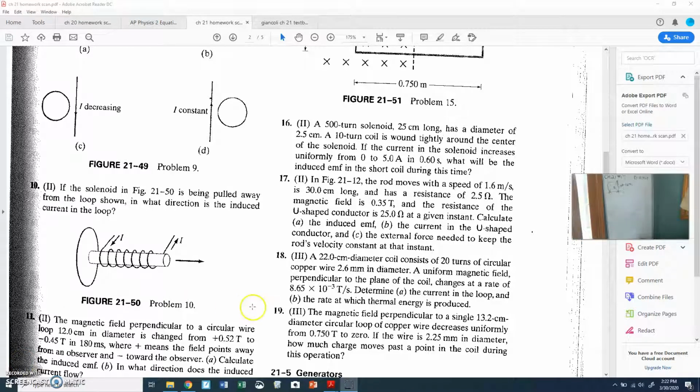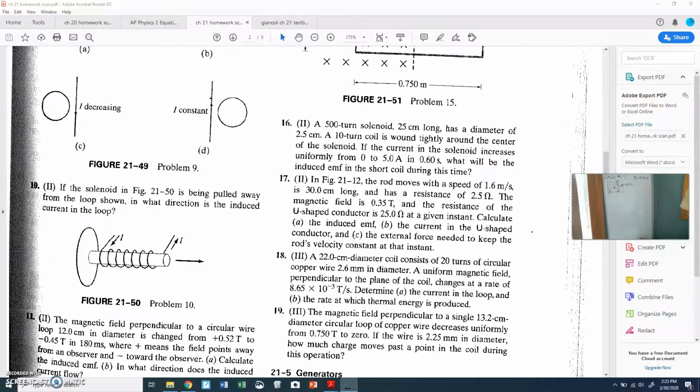All right, I got a request for chapter 21, problem number 17. Let's see if I can do this right. Basically, I'm going to work through figure 21.12. It's moving right at a speed of 1.6 meters per second, 30 centimeters long, a resistance of 2 ohms. The magnetic field is 0.35 Tesla. The resistance of the U-shaped conductor is 25 ohms at a given instant. I want the induced EMF, the current, and the external force needed to keep the velocity constant.